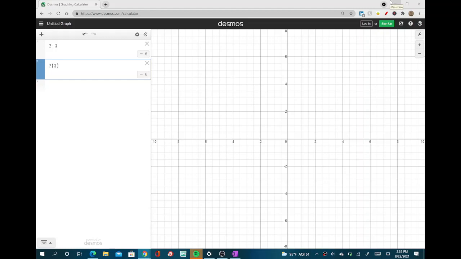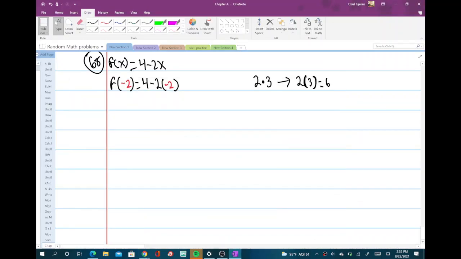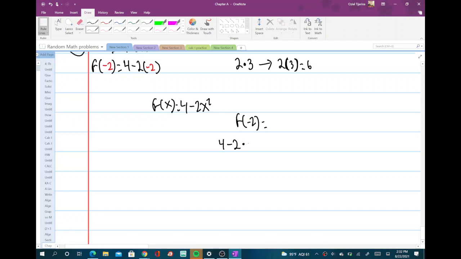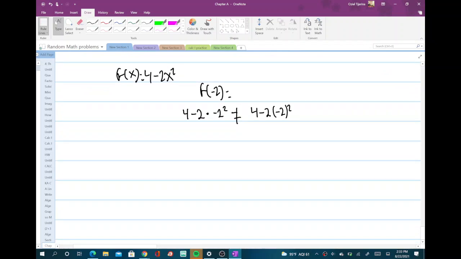In algebra, you are going to use parentheses for multiplying. You will not use the little dot for multiplying, because anytime you're evaluating a function, you have to put parentheses for the x, okay? Let's say this function was 4 minus 2x squared, f of x, and it wants me to do f of -2. Then 4 minus 2 times -2 squared is not the same as 4 minus 2 times -2 squared unless the parentheses are written.